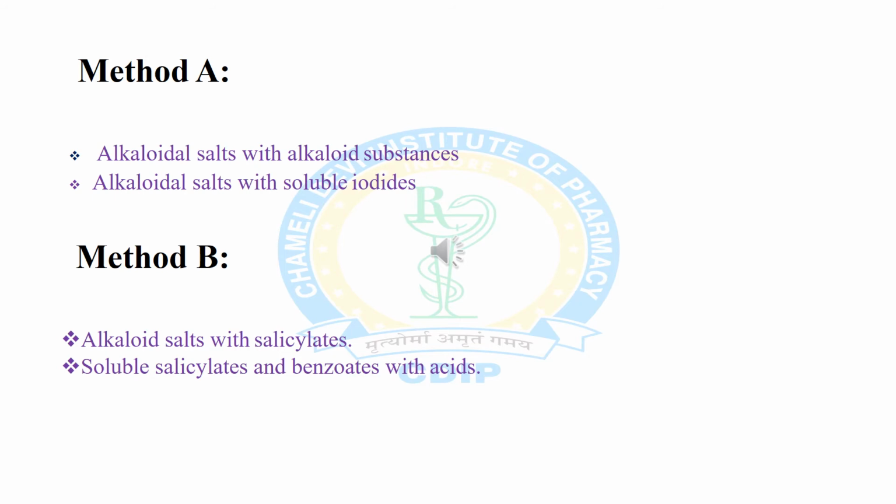Similarly, when an alkaloidal salt is prescribed with a soluble iodide, for example potassium iodide, which is generally prescribed as an expectorant along with tincture of ipecac containing emetine. The quantity of emetine present is usually so low that it reacts with potassium iodide to give a precipitate of hydroiodide. This precipitate is a diffusible precipitate, so this incompatibility is rectified with method A.